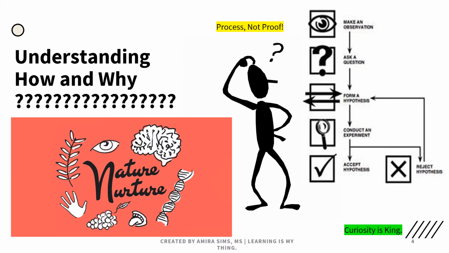And you don't stop there. Replication is important because we want to find out if these results can be substantiated. So curiosity is king, and process, not proof.